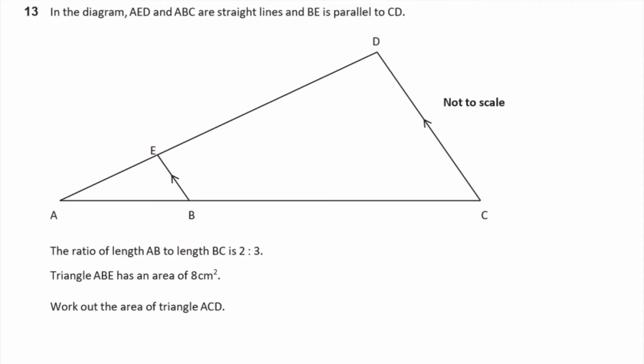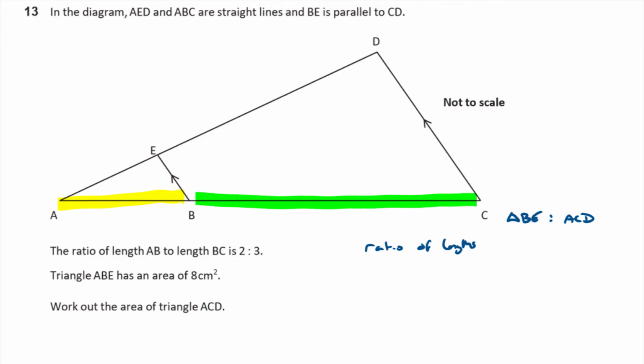Okay, so let's first think about what is the ratio of the lengths. We're interested in the two triangles, ABE and the other one, ACD, aren't we? They're the two triangles we're interested in. Now, what are the ratio of the lengths? We're told that the ratio of length AB, which is this length, to BC, which is this length, is 2 to 3. So that's 2 and that's 3.